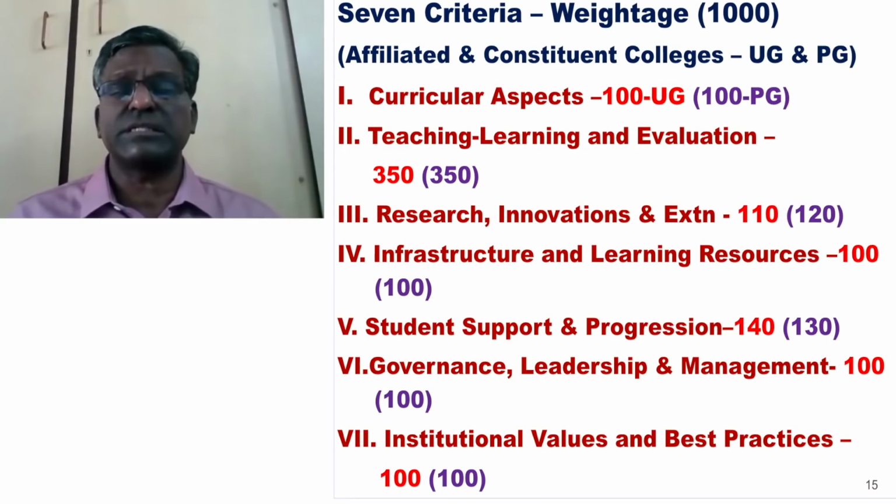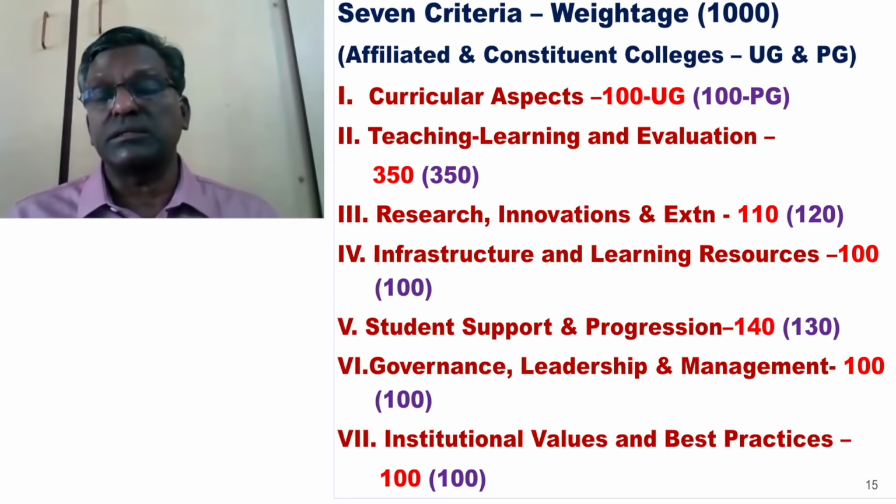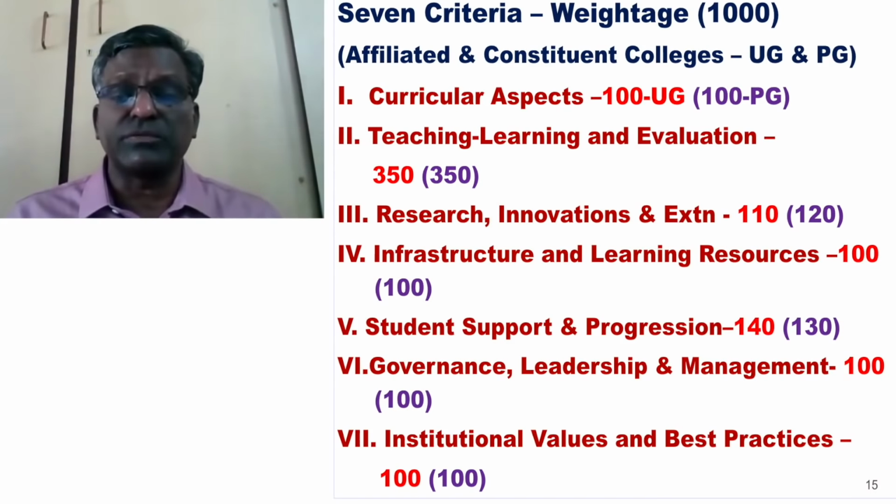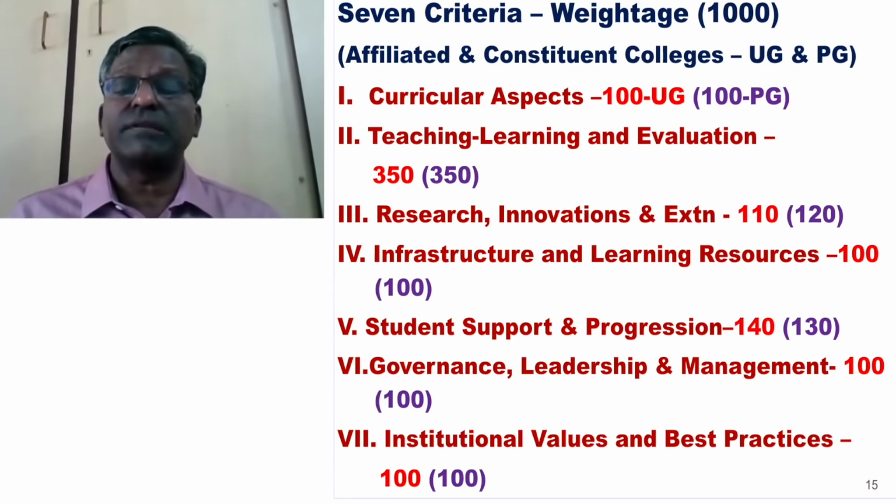So with reference to the first criterion, curricular aspects, 100 is the weightage for UG and 100 is the weightage for PG as well. There is no difference in terms of weightage. Similarly, when it comes to teaching, learning and evaluation, there is no difference between UG and PG colleges. The weightage is the same, namely 350. But when we come to the third criterion, namely research, innovations, and extension, in the case of colleges which offer both UG and PG, it is 10 more than what has been allocated to affiliated and constituent colleges which offer only UG.